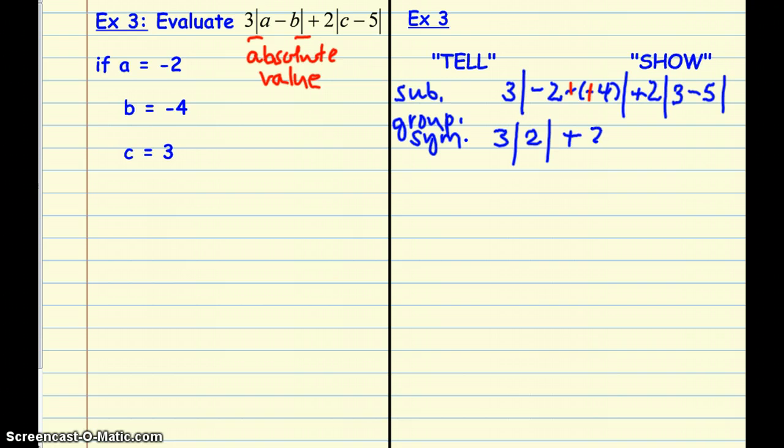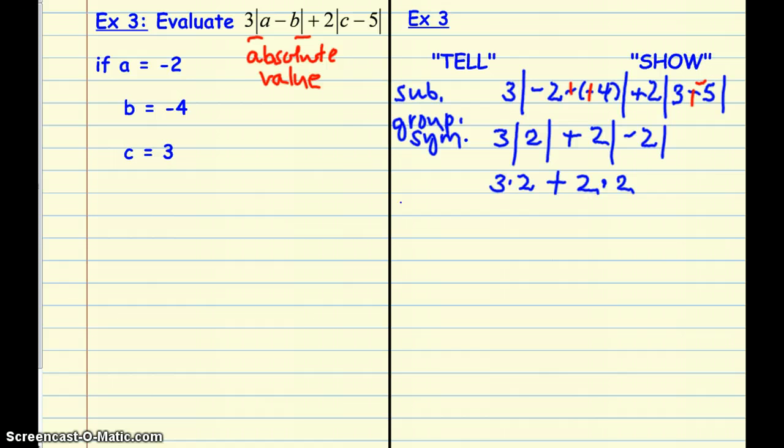And then we have plus 2 times the absolute value of 3 minus 5, same thing. Subtracting a positive is like adding a negative. So 3 plus negative 5 is negative 2. And now we do complete the absolute value part. So the absolute value of 2 is positive 2, so we're going to end up doing 3 times 2 plus 2 times the absolute value of negative 2 is positive 2.